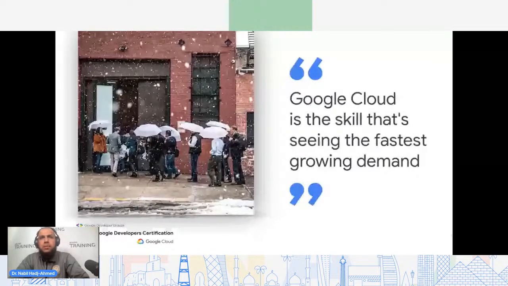Like I said, I'm talking a little bit ahead of myself. Google Cloud is definitely the skill seeing the fastest growing demand, in the MENA region more than any other region. To be honest, we are seeing a new region being announced, or pretty much near live, in Doha, Qatar, followed by another region in Dammam, Saudi Arabia. And I think last week or a week before, a third region was announced in Kuwait. So three regions within a couple of years in the Middle East.